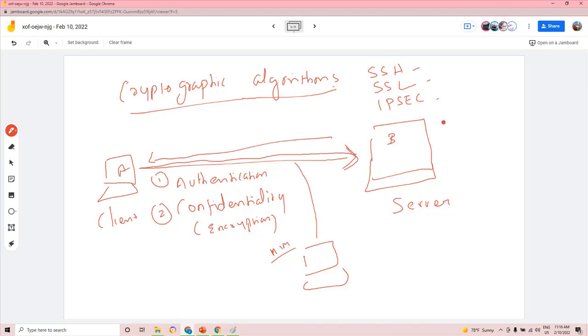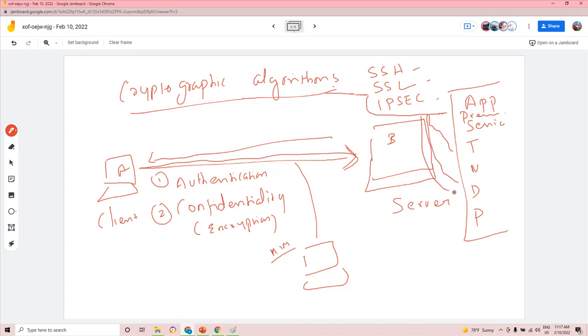Now the point is we have many layers like application, session, presentation, transport, network, data link layer, physical layer. Now in which layer shall we put this? These are algorithms, right? Cryptographic algorithms. Where shall we put them? Here in the application layer, or in the transport layer, or in the network layer, or in the data link layer? In which layer shall we put these cryptographic algorithms? Please try to understand students.